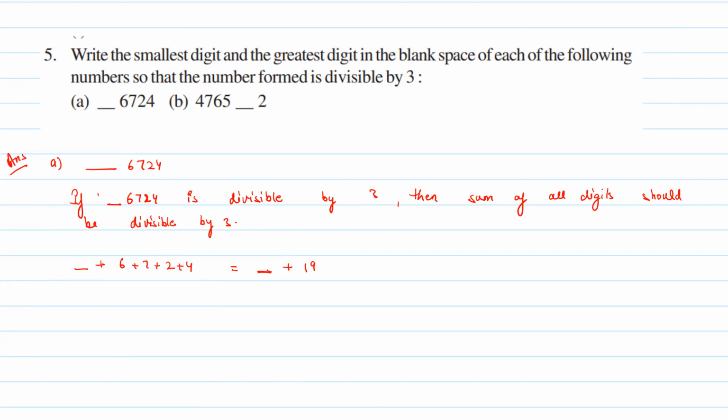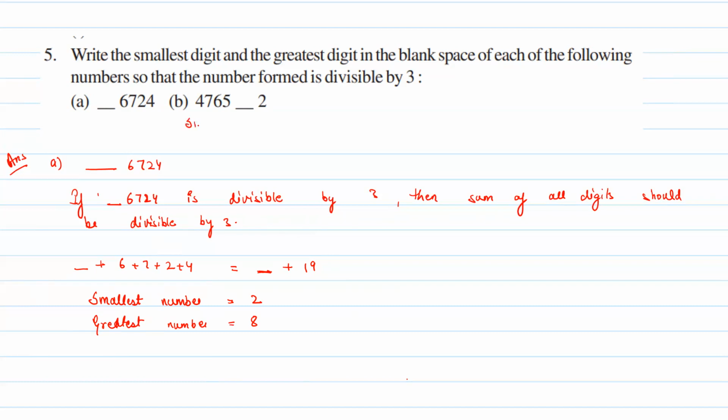So what can be the smallest number here such that it is divisible by 3? The smallest number can be 2. It cannot be 0. It cannot be 1 because if we have 1, it will be 20. But it can be 2, which is giving us 21, which means that it is divisible by 3. And the greatest number that can take place here: if we add 9 to it, 19 plus 9 is 28, which is not divisible by 3. So it will be 8. 19 plus 8 is 27, which is divisible by 3.